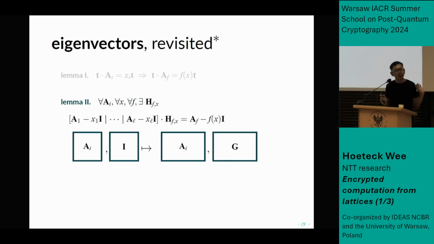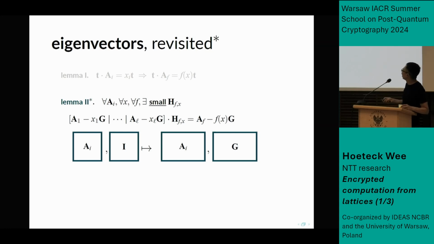All right, so for our application, we're going to need a stronger version of this statement, where instead of square matrices, we are going to replace A_i by a much wider matrix, and we're going to replace our I with the gadget matrix. Right, so in particular, we basically want the same equation, except the I is replaced by the gadget matrix, the A's are much wider, and with the additional requirement that the H matrix has low norm.